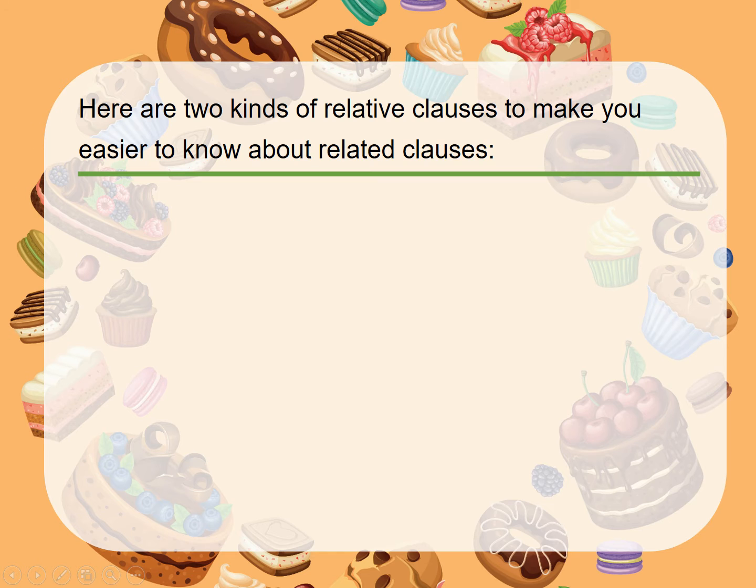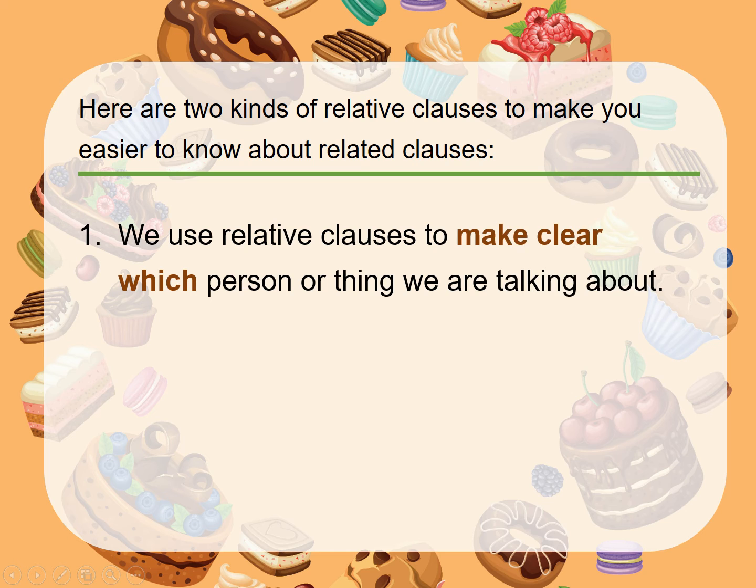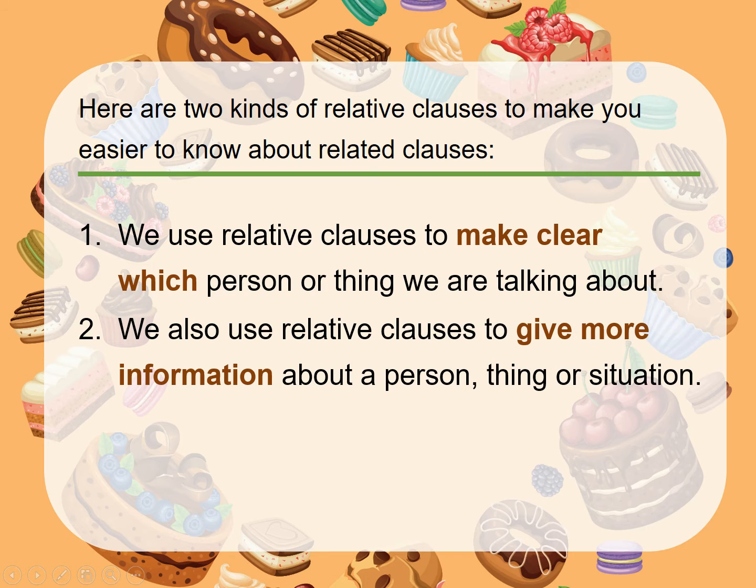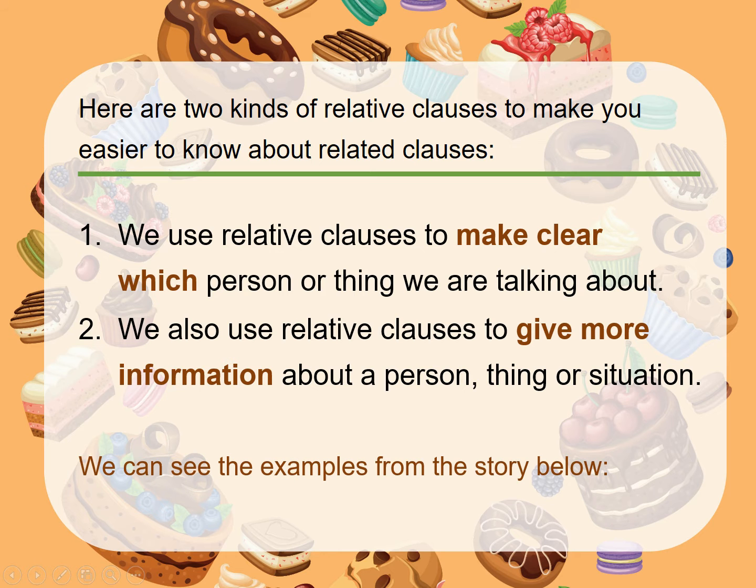Here are 2 kinds of relative clauses to make them easier to know about. We use relative clauses to make clear which person or thing we are talking about. We also use relative clauses to give more information about a person, thing, or situation. We can see the examples from the story below.